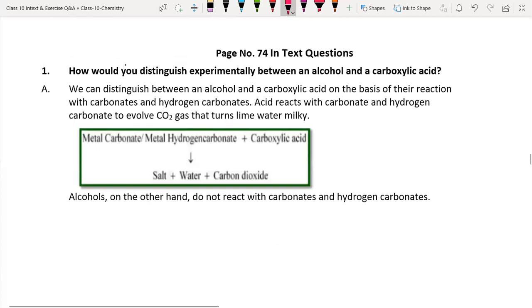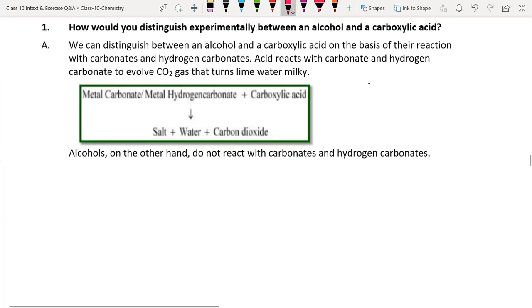Page number 74, in-text questions. How would you distinguish experimentally between alcohol and carboxylic acid? So how can you say? By doing some experiment. It is quite simple. In metals and non-metals or acids, bases and salts, you have learned this concept.